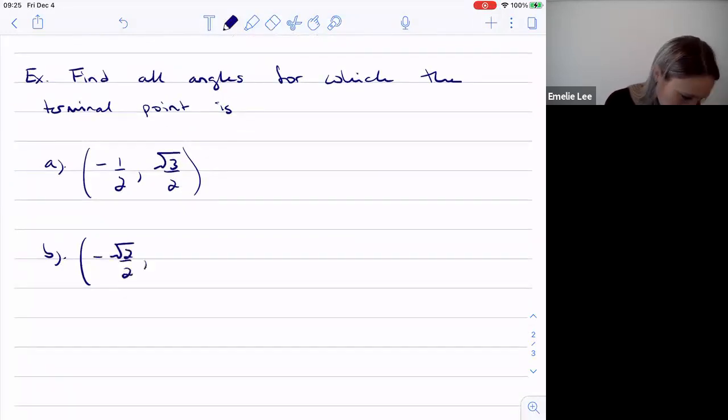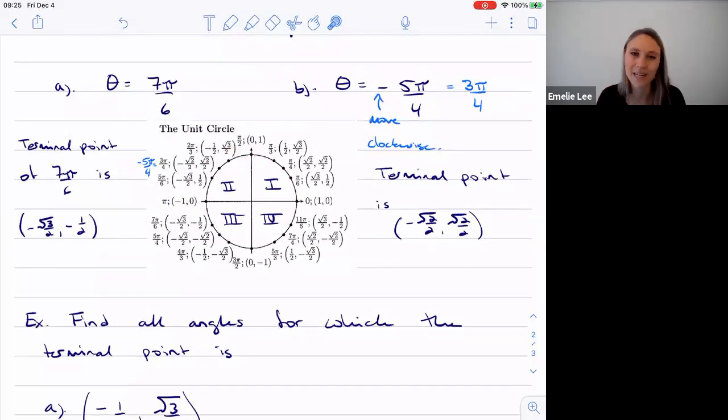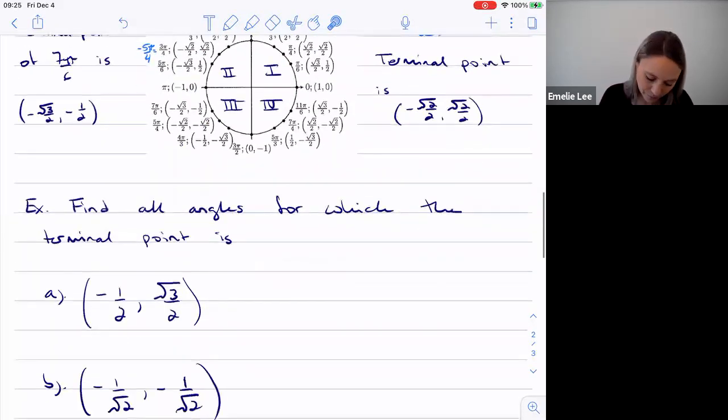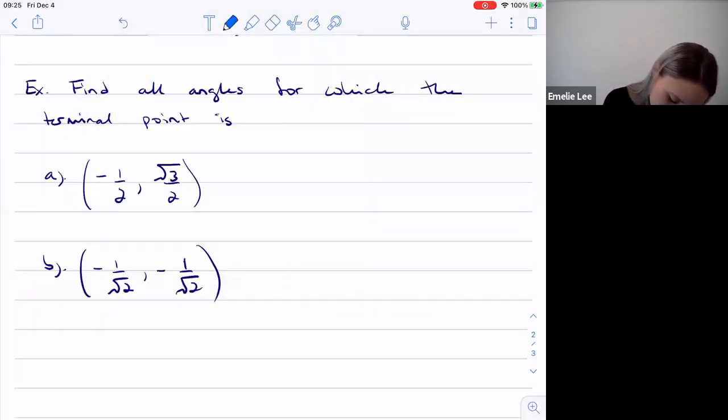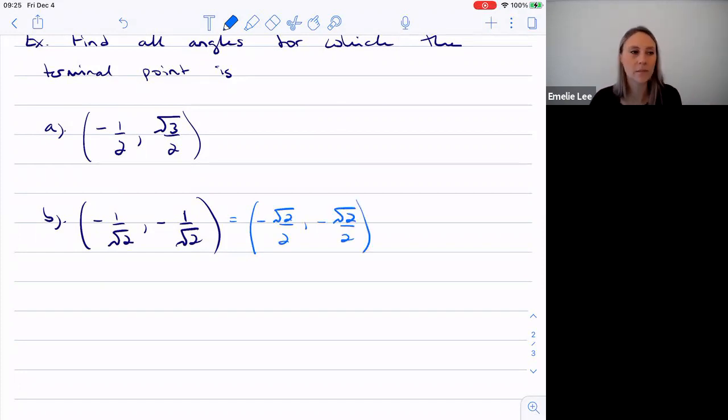And b, negative root 2 over 2, negative, actually, you know what? Negative 1 over root 2, negative 1 over root 2. Okay. I changed it because the way Shaun has it in his notes is negative 1 over root 2. So I just want you to get in the habit of seeing 1 over root 2 and thinking, if you're matching it to the circle here, root 2 over 2 is the same thing. Right? So I'll just make that note right away here. That's the same as negative root 2 over 2, negative root 2 over 2. Okay.